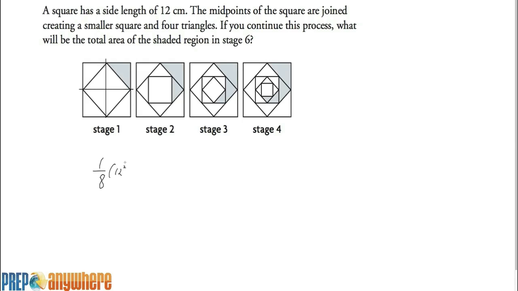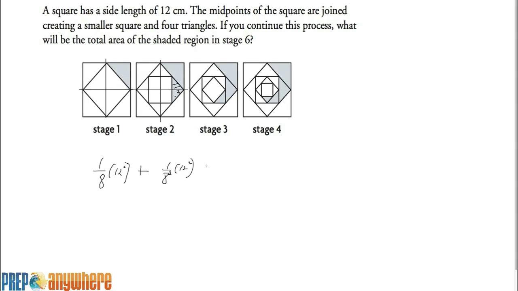It's 1/8 of the original area, which is 12 squared, right? And then the second stage, we have to add, right? So it's 1/8, exact same way, so it's 1/8 of 1/8. So it's going to be 1/8 squared of 12 squared. That's what that area is.